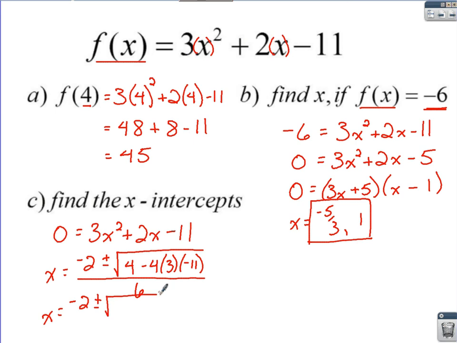got to evaluate the discriminant. Let's see, in evaluating the discriminant, we've got negative 4 times 3, so that's going to be negative 12, times negative 11, that's going to be positive 132, right? And then we're going to add on 4, so we get 136. Check my math there, a little early this morning. It's all over 6.